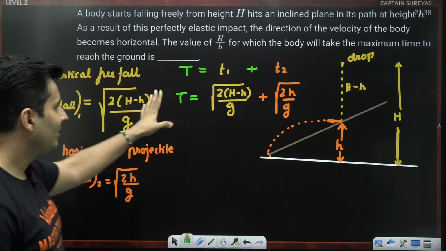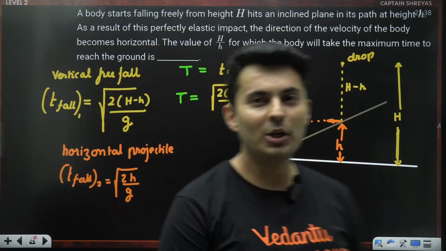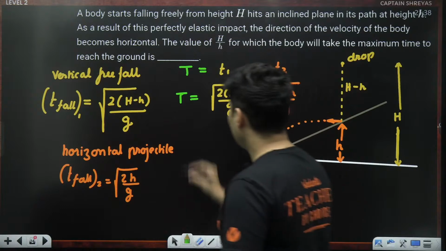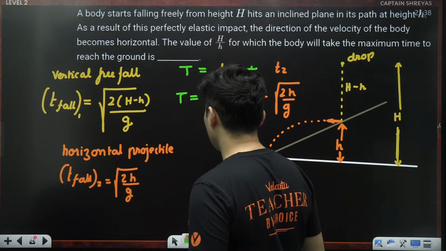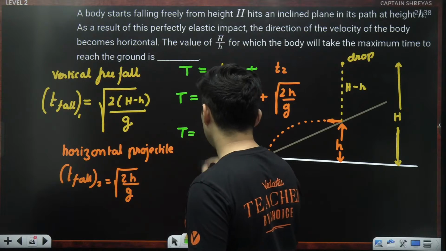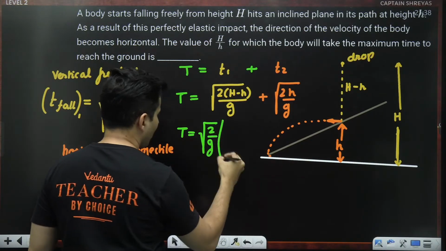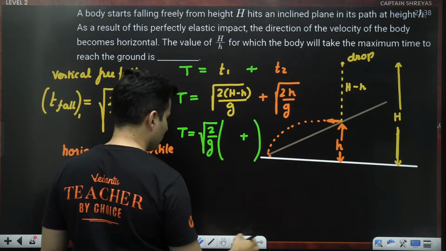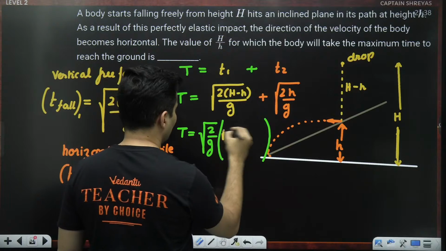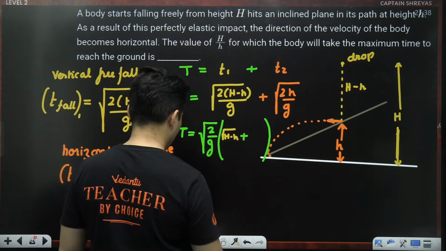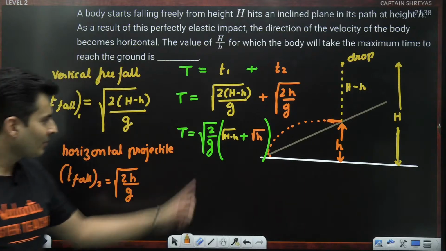Now the value of H by h for which the body should take maximum time to reach the ground. Very, very interesting, guys. What will you do next? You want this particular time to be maximum. Well, before maximizing it, let's just write it in a slightly better form. This would be root of 2 by g, and then I will have two terms over here. First is root of (H minus h). The second term is just root of h. I want to maximize this.